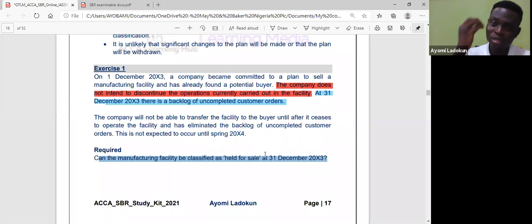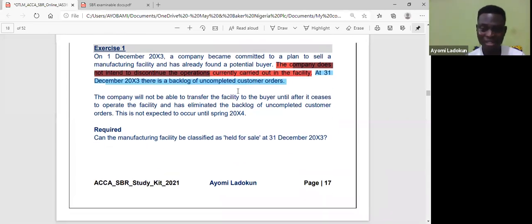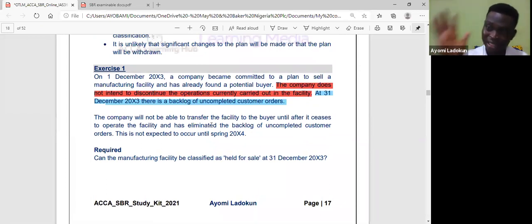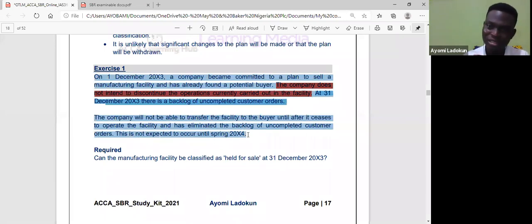Do you know why? Even though they have found a buyer, they are committed to a plan to sell the asset, but the manufacturing facility is not available for immediate sale in its present condition. Why? There are uncompleted customer orders, and the company does not intend to discontinue the operations currently carried out in the facility. So that's what you tell the examiner. They're writing SBR. Remember, they frame a scenario and ask you to assess whether they have complied with IFRS 5. But the examiner just asks you, what are the accounting and ethical issues? You know, what the examiner would have said here is this. After painting this scenario, it will now tell you that your CFO insists that the asset should be classified as held for sale.